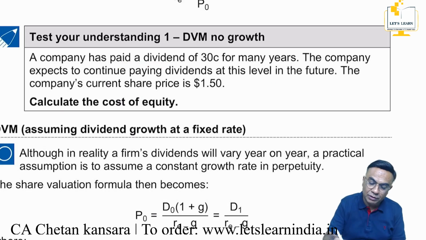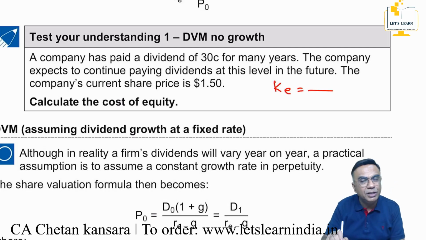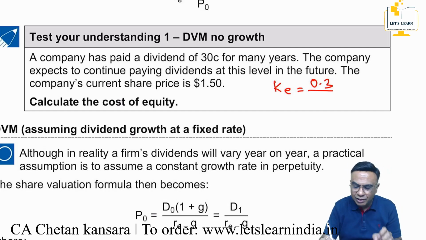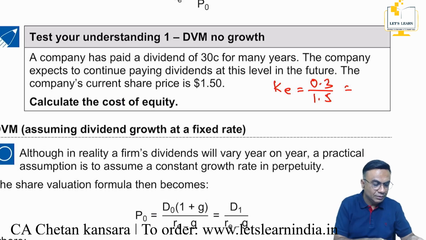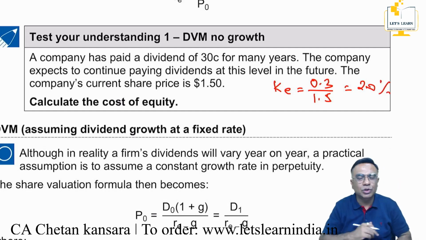So what will be the formula? I'm just solving over here only. Ke equal to D1 upon P0. How much is D1? Dividend is how much? 30 cents, 0.3. And P0 is the price of the share, $1.5. So what is the answer? If we solve this, 0.3 divided by 1.5, that comes to 20%. So 20% is your cost of equity.